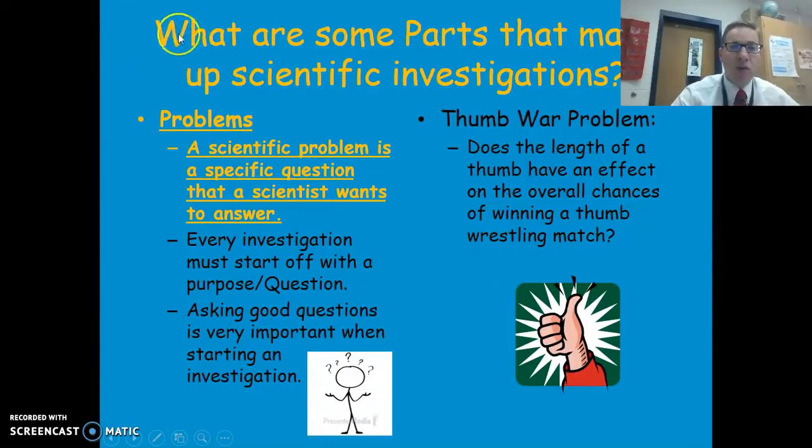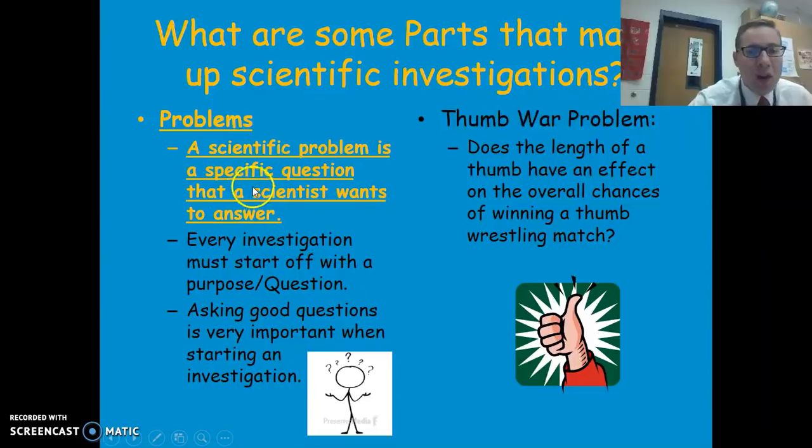Right here, this is a question you want to write on the left side in the column. It says, what are some parts that make up scientific investigations? So you're going to write that in the left column. Now in the right column, where it says problems, this is what we're going to write. This is our first part.